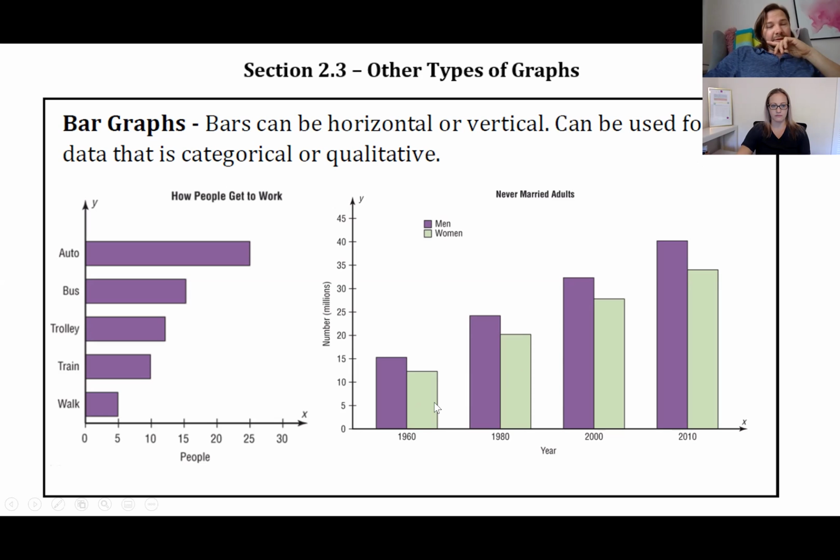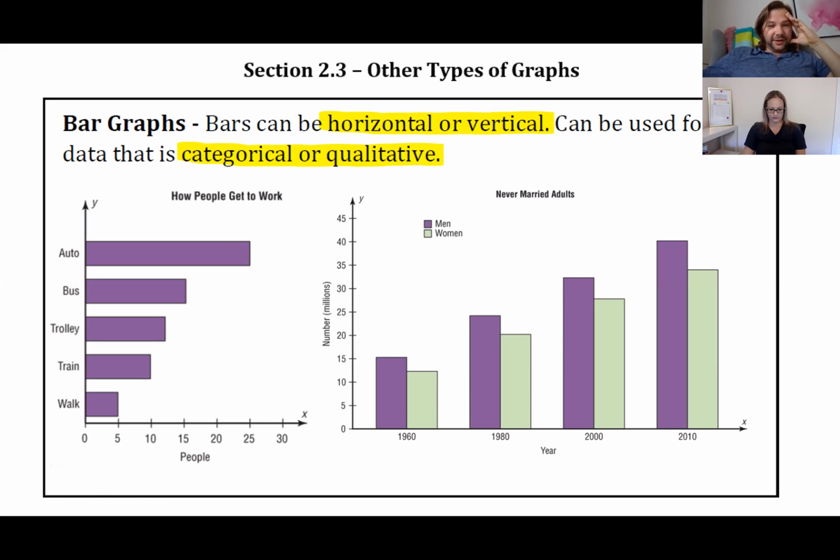I think the most useful bar graph I use is for FPL. They let you compare your energy usage, like for the month of March from last year and this year, and you can see whether or not things are out of control because you're staying home and spending way more money on air conditioning. Okay, so again, bars can be horizontal or vertical, and the data can be categorical or qualitative.